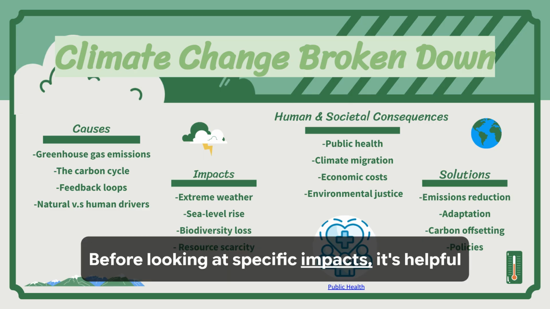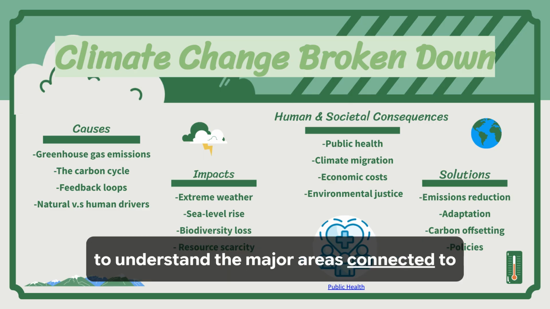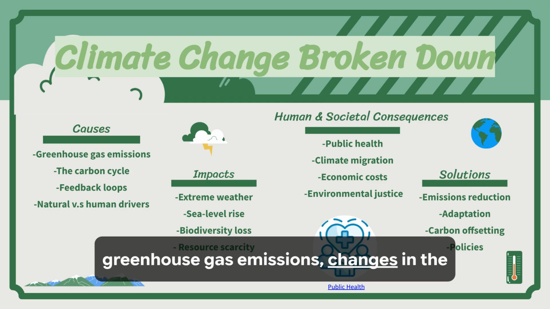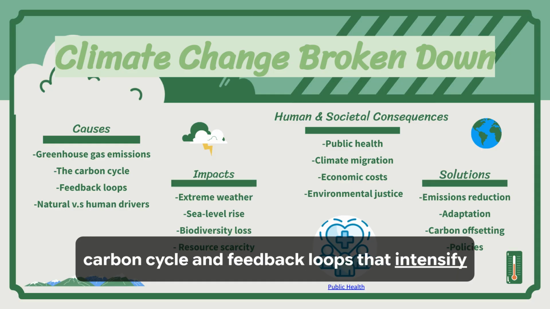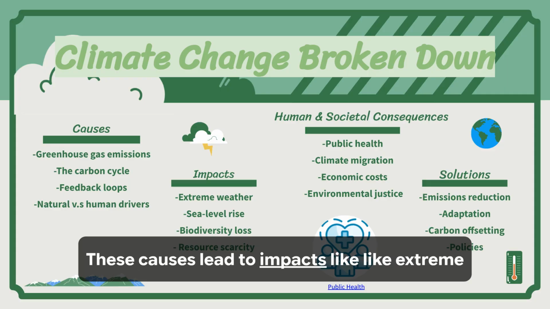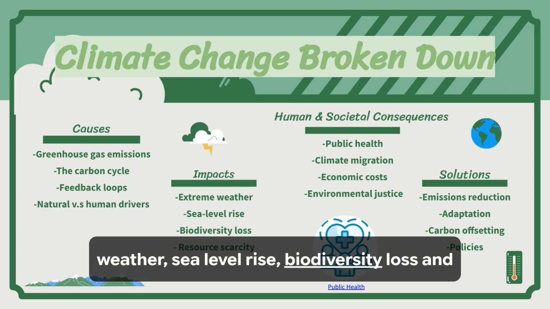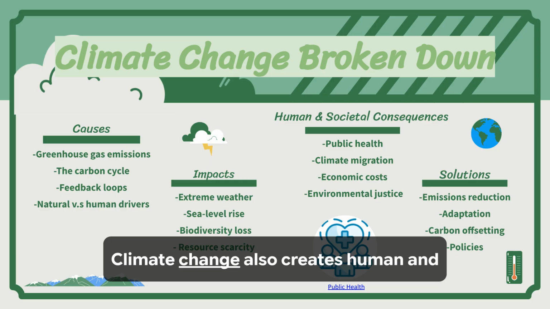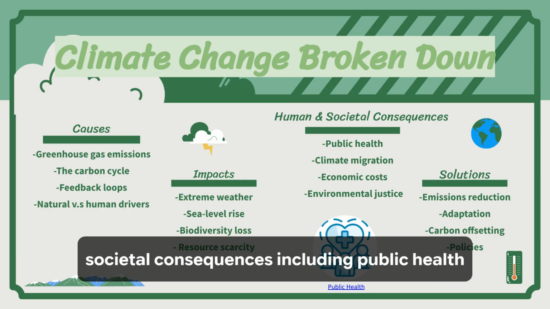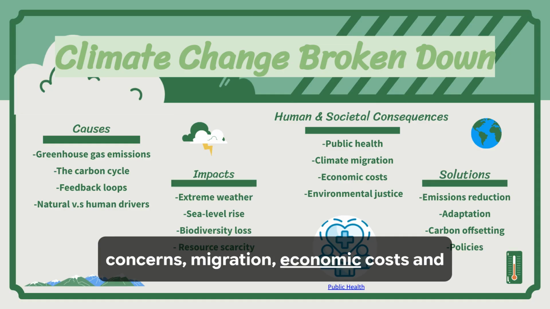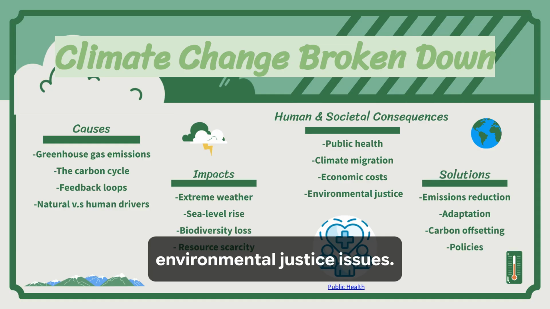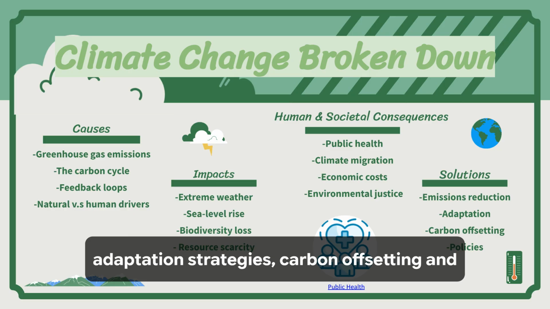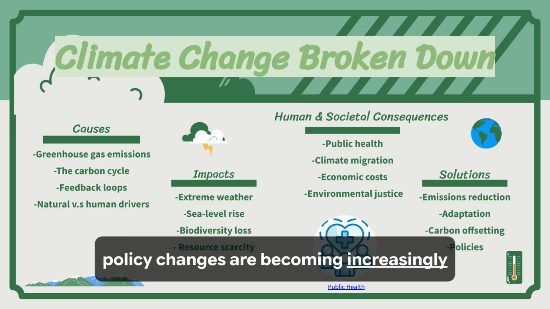Before looking at specific impacts, it's helpful to understand the major areas connected to climate change. Climate change begins with causes such as greenhouse gas emissions, changes in the carbon cycle, and feedback loops that intensify warming. These causes lead to impacts like extreme weather, sea level rise, biodiversity loss, and resource scarcity. The effects do not stop with the environment. Climate change also creates human and societal consequences, including public health concerns, migration, economic costs, and environmental justice issues. Because of these widespread impacts, solutions such as reducing emissions, adaptation strategies, carbon offsetting, and policy changes are becoming increasingly important.